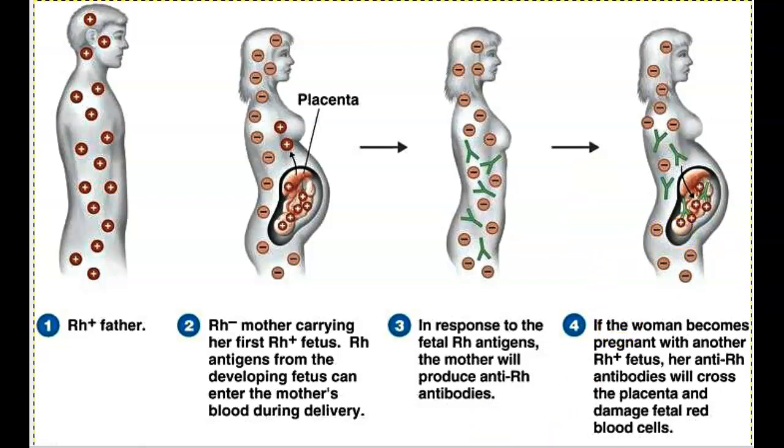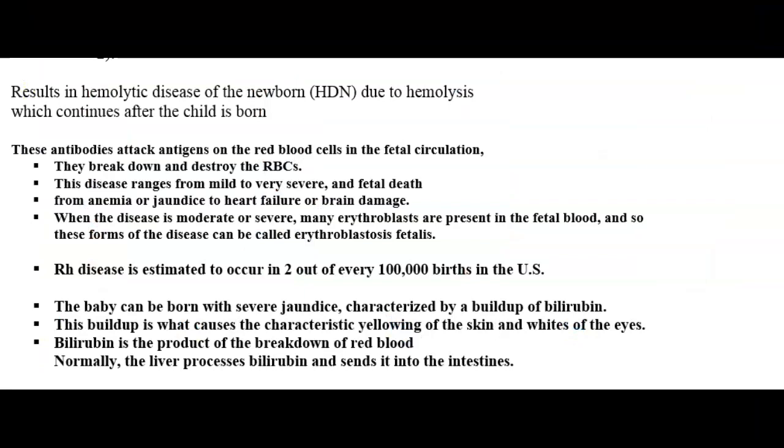can cross. So let's look at here, positive, negative, that was positive, she's been exposed, she produces anti-Rh antibodies, those are those green things, becomes pregnant with another one. Now those antibodies can cross the placenta and cause damage to the baby who has positive blood. And the result of that is something called HDN, hemolytic disease of the newborn.